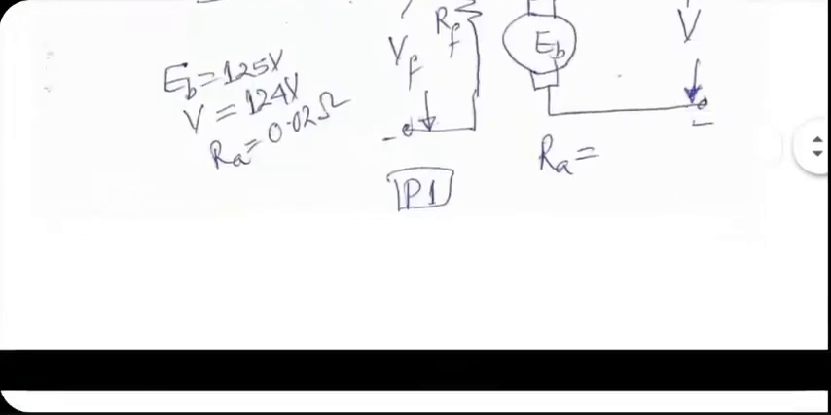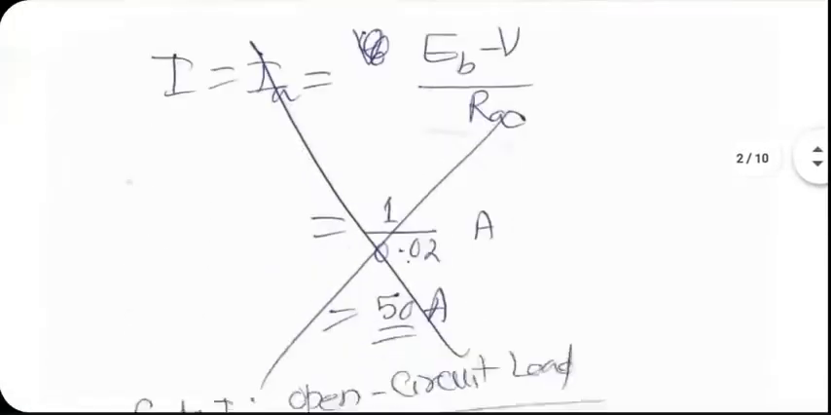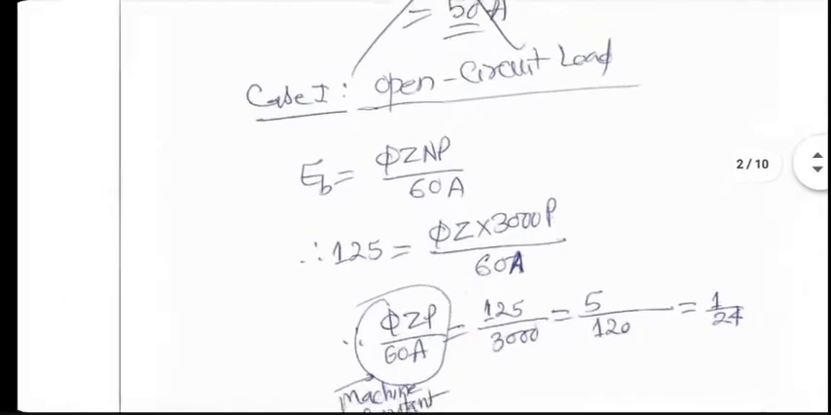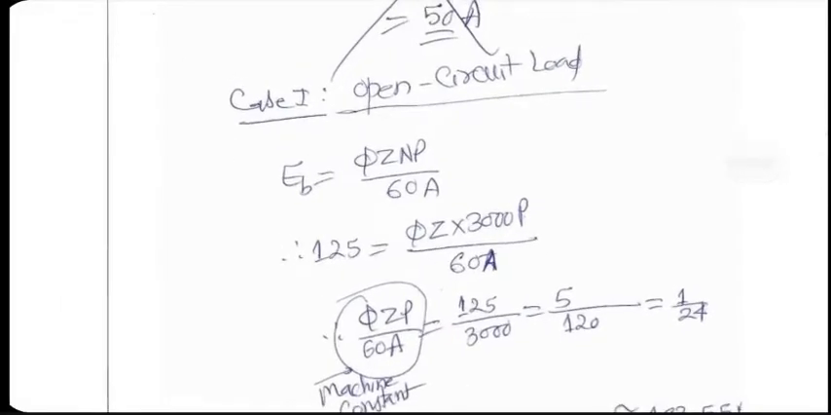So what you do is look at case one, when nothing is connected to the output, open circuit load. Back EMF is phi Z N P by 60A. That's the well-known equation, and left hand side is 125 volt, obviously. You don't have to know phi, Z, P, A separately, because phi into Z into P divided by 60A is actually a machine constant as long as phi is not changing, which is what I think has been given to us.